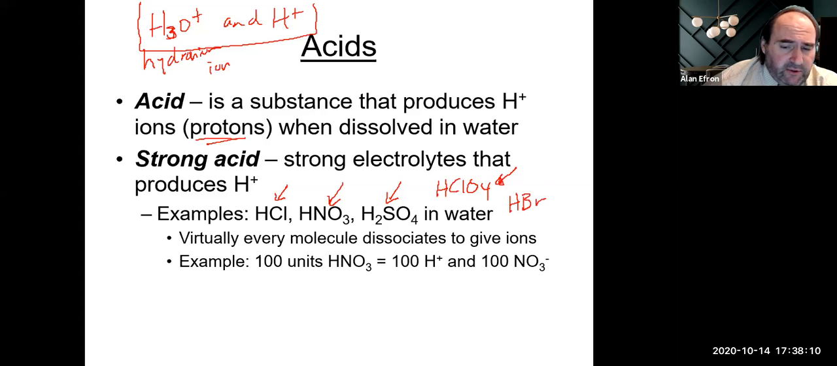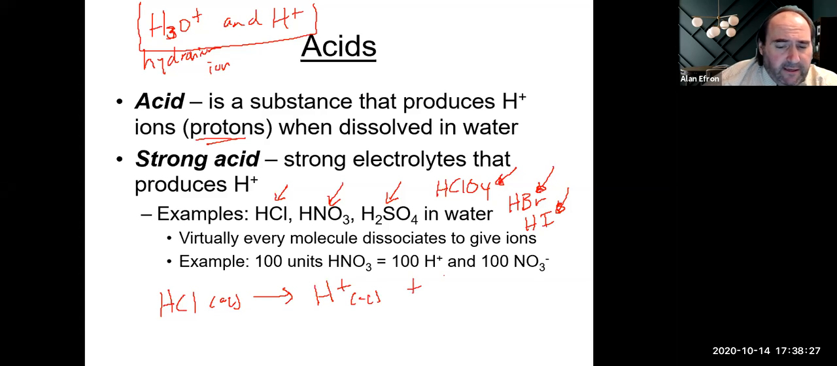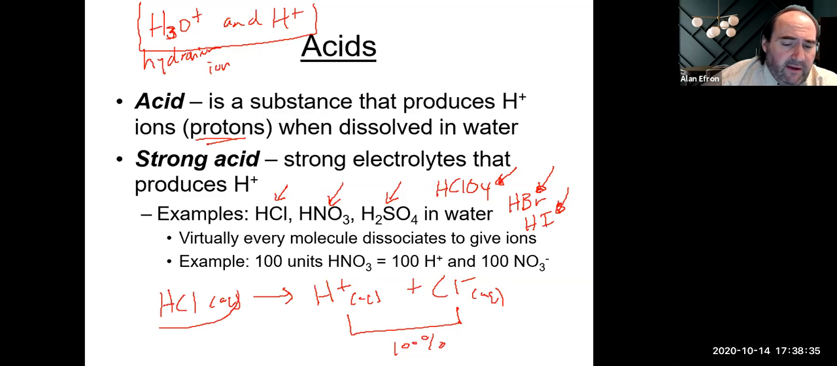HBr is hydrobromic acid, and HI is hydroiodic acid. So these are some strong acids. And that means when you take something like hydrochloric acid and it is in solution, it will be like a strong electrolyte and 100% break apart into the ions, which is H plus and Cl minus. So in solution, you 100% have these ions. You have none of these strong acid units still together, much like a strong electrolyte.